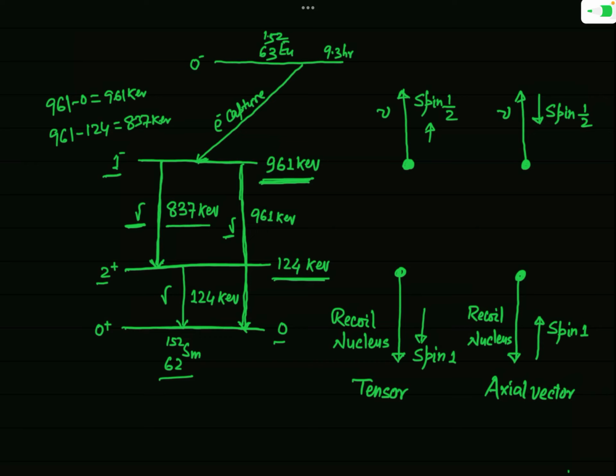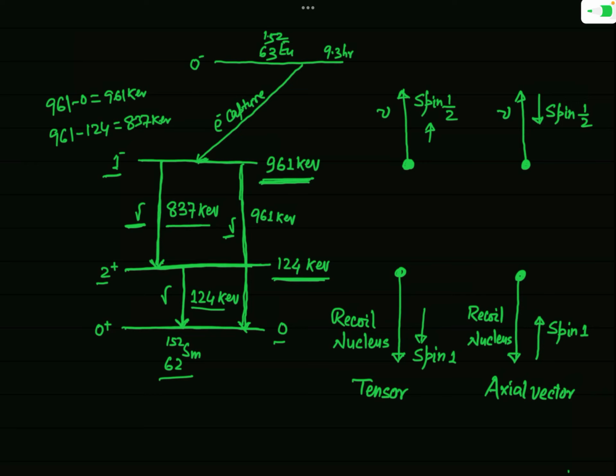And after that, the Sm nucleus, which is in its first excited state corresponding to the energy 124 keV, may suffer a gamma decay, and the gamma photon of energy 124 keV will be emitted, and then it will be in its ground state. So you can say that the entire angular momentum change in this process is carried away by the emitted photon.